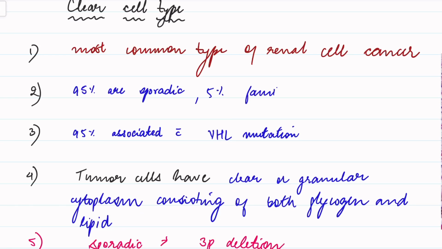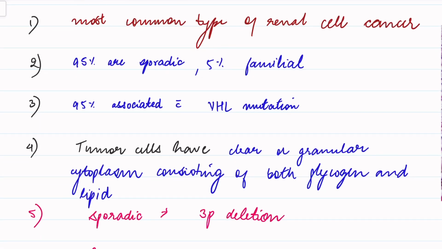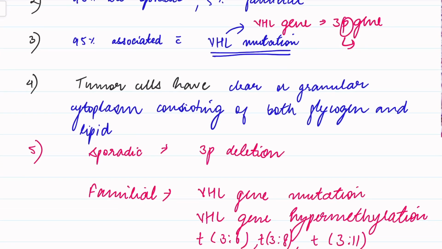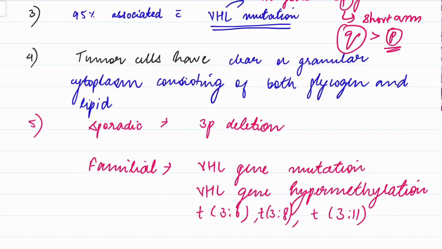You have to remember that 95% of cases are associated with VHL mutation. We have learned that the VHL gene is located on 3p. And is P the long arm or short arm? P is the short arm. You can remember it this way: if you write Q, it is bigger than P. So Q is the long arm and P is the short arm.